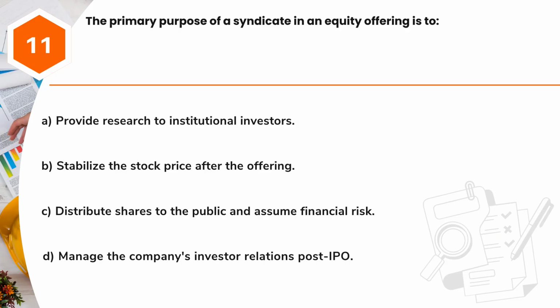Question 11. The primary purpose of a syndicate in an equity offering is to A. Provide research to institutional investors. B. Stabilize the stock price after the offering. C. Distribute shares to the public and assume financial risk. D. Manage the company's investor relations post-IPO.